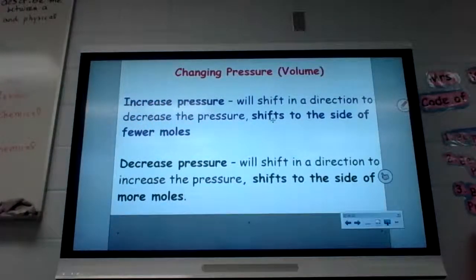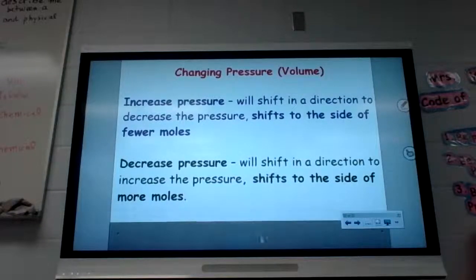So the flip side of that would be if we decrease pressure. All right? So again, if we're at equilibrium and we decrease the pressure, what will the system do if we decrease the pressure? That's right. It has to shift in a way that will increase or bring the pressure back up. Well, how does it bring the pressure back up? It shifts to the side that has more moles. Okay?